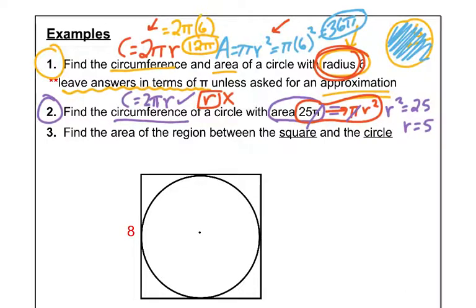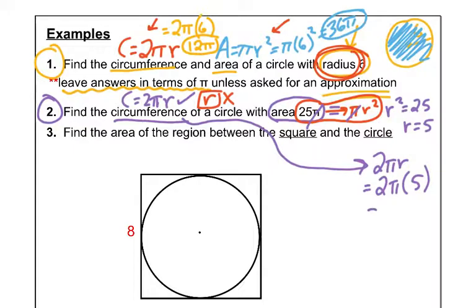Okay, let's answer the questions. I think we're good to go. What is the circumference of that circle? 2 pi r, or 2 pi r is 5. And we can multiply the 2 and the 5 together, and the answer for number 2, friends, is 10 pi.